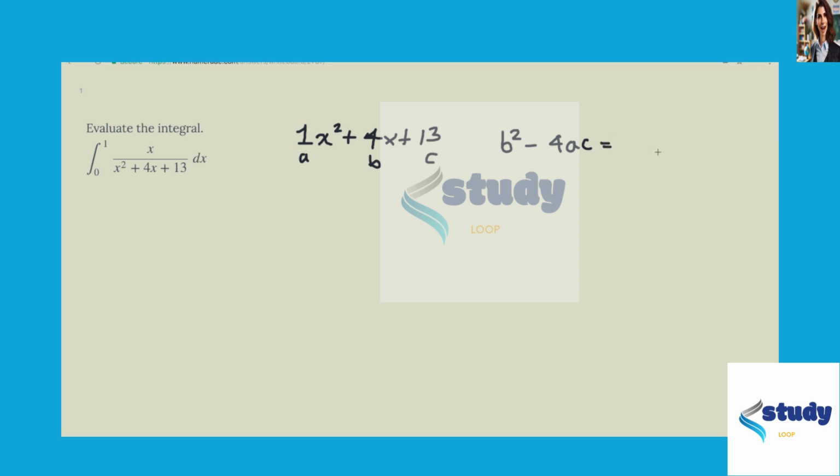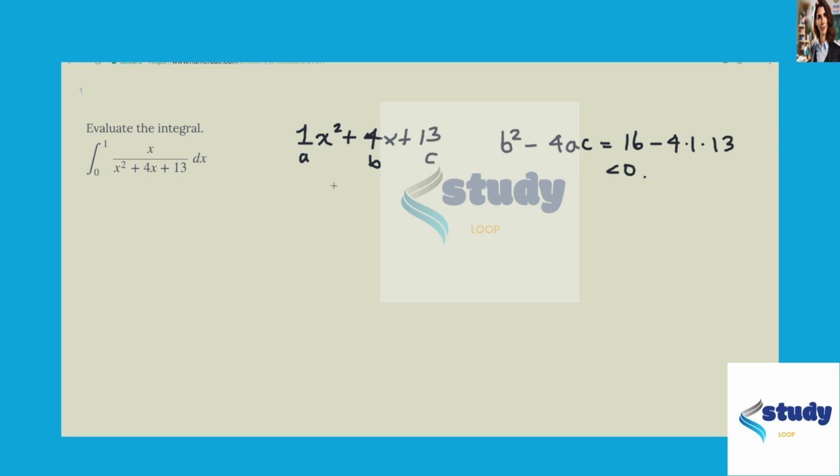So what do we get here? B squared, 16 minus 4 times 1 times 13. That's a negative number. So that means that this quadratic won't factor. So in that case, this fraction already is a partial fraction decomposition. There's no more work to do there. But to integrate, we should go ahead and try some kind of substitution. U sub may not work so easily here.